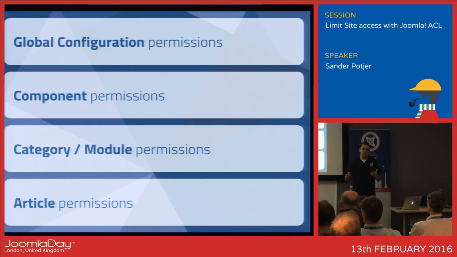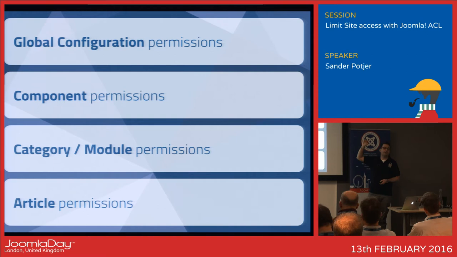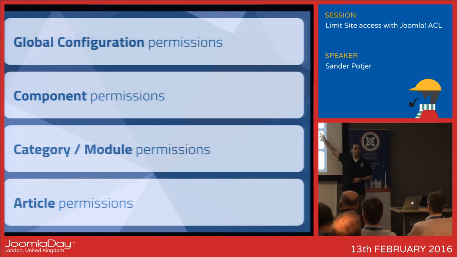Joomla does not really mention it in this way, but I prefer to do it in levels, to understand it more easily. The highest level is the global configuration, where you can set permissions. The second level is the component permission. Each component allows you to set all the permissions again. Then we have permissions on level 3 for the category and modules, for example, in Joomla. But within an extension, it could be whatever that extension is using.